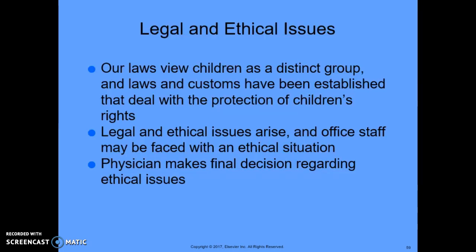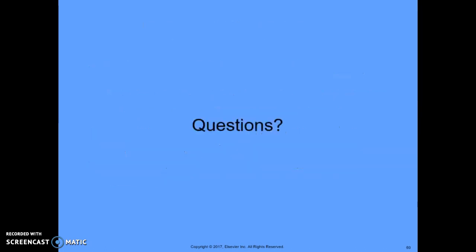The physician makes the final decision regarding ethical issues because it is his practice. If something happens that you cannot ethically support, seek the help of your local medical assistant organization, and they will have resources for you in order to figure out how to best handle that.